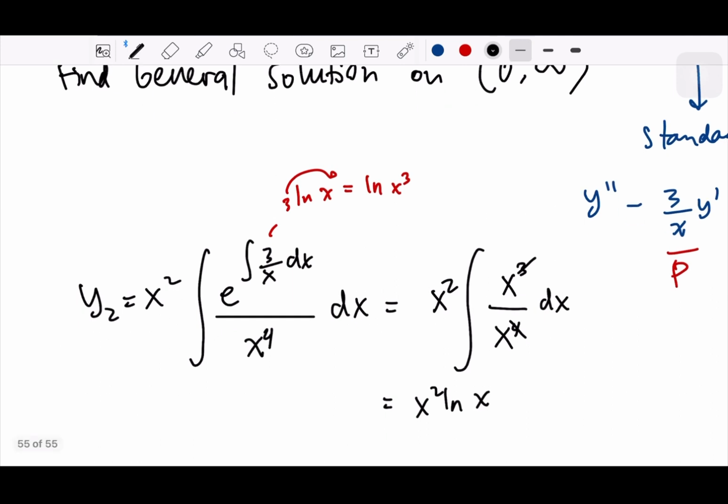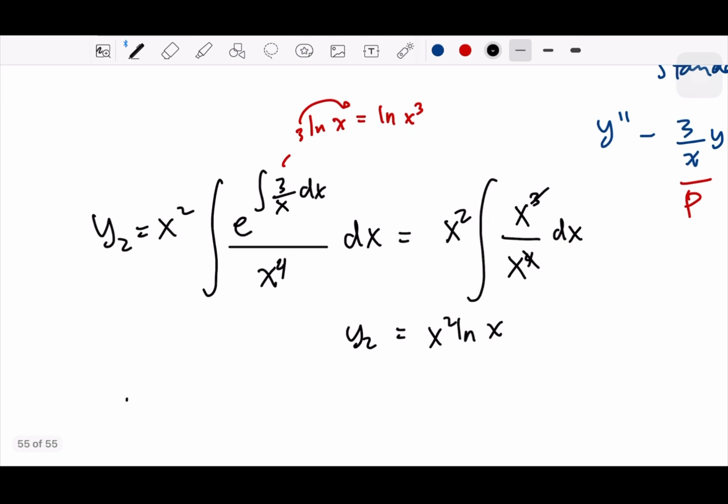So how to write the general solution? We could write the general solution y equals c1 x squared plus c2 x squared ln x. So this will be the general solution.